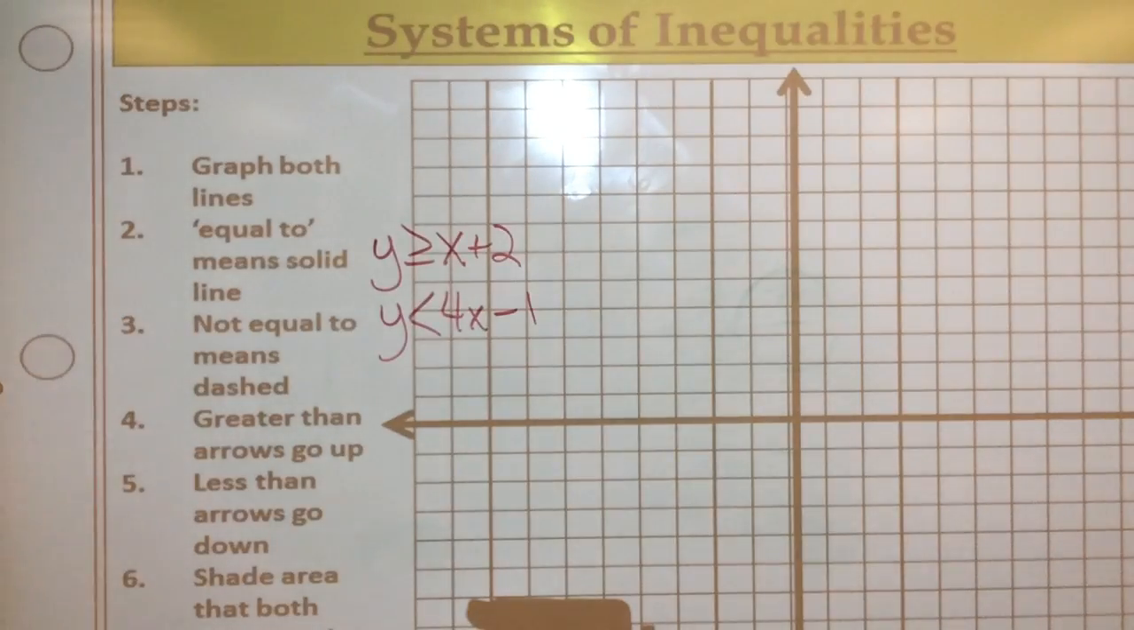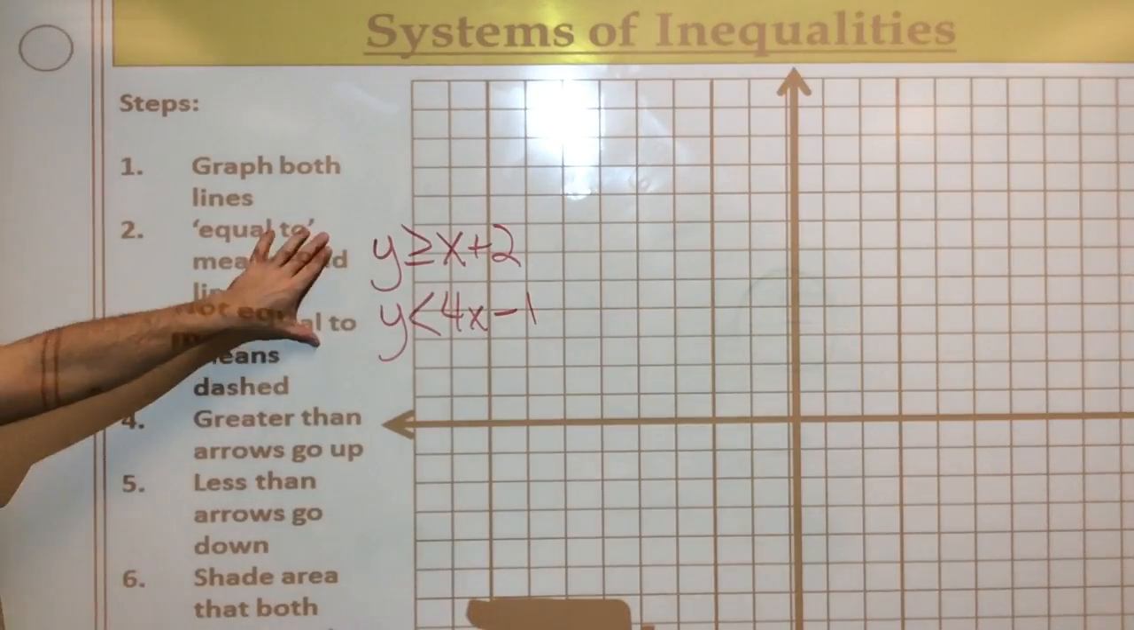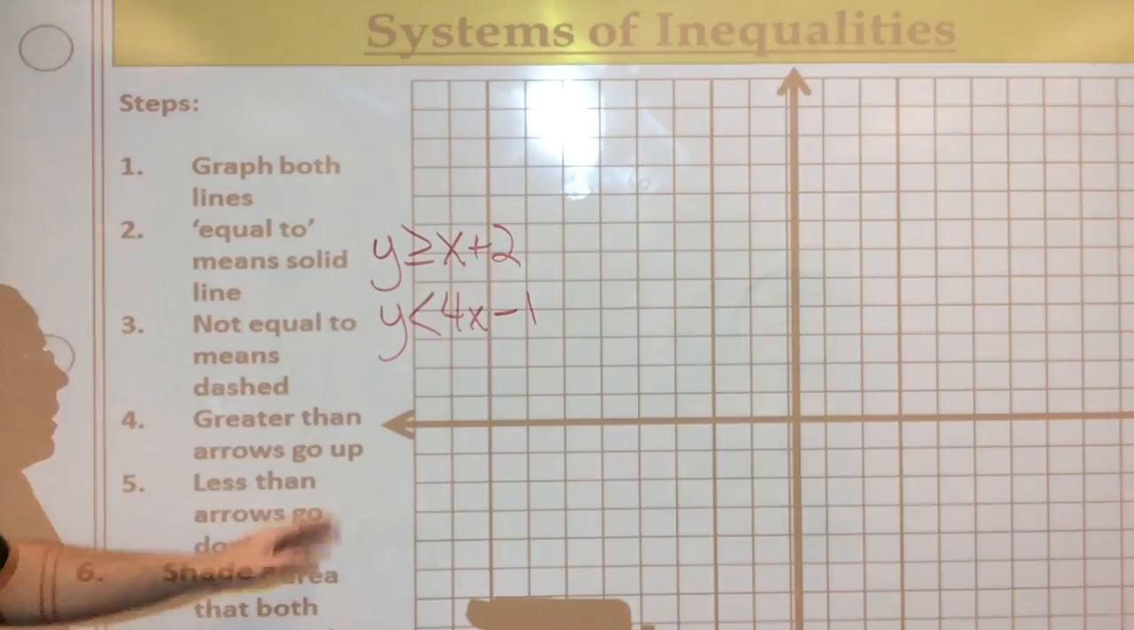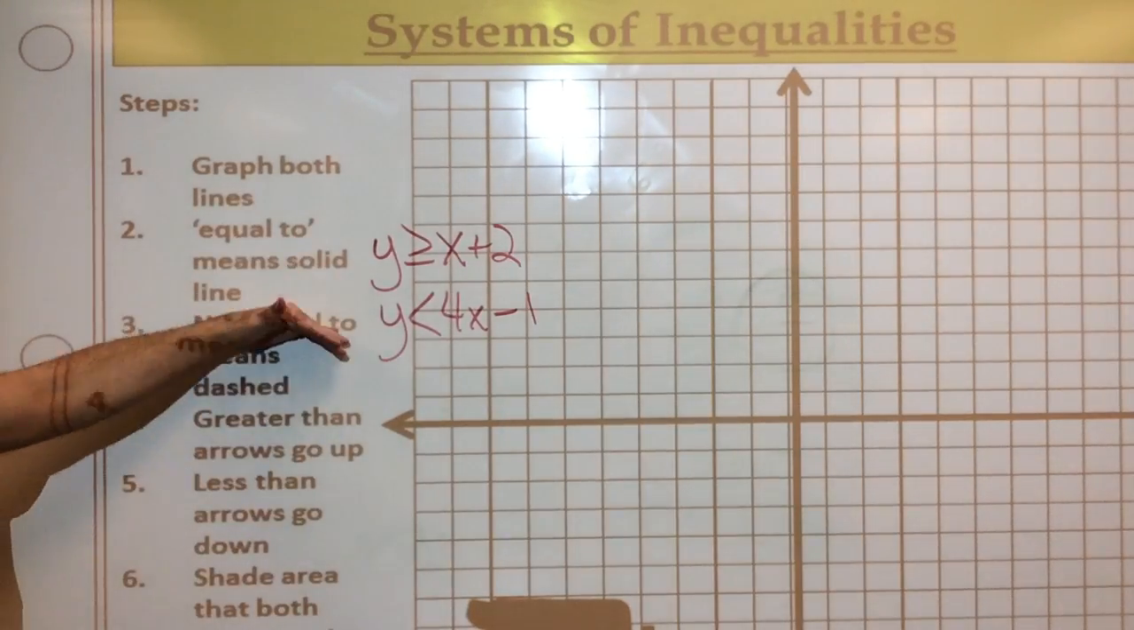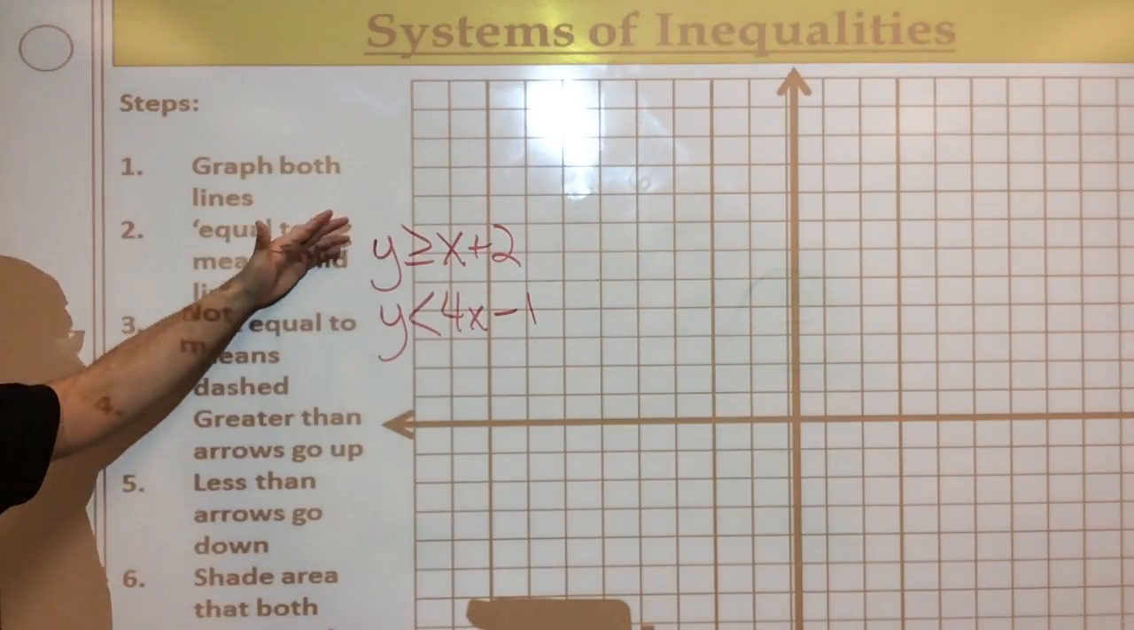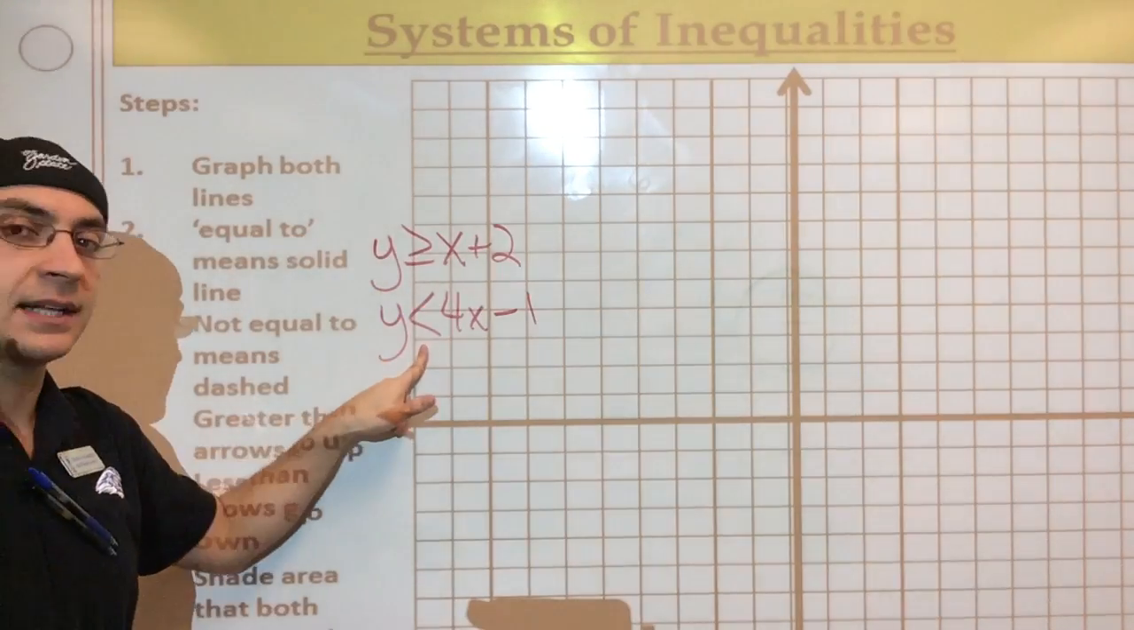So here are some steps for you. And I'm going to do two practice problems with you, probably just one actually, because I don't know how much time we're going to do. I'm going to graph both of these lines. I'm going to graph them like I would normally graph. Don't worry about the inequality sign. Just pretend like it's an equal sign.